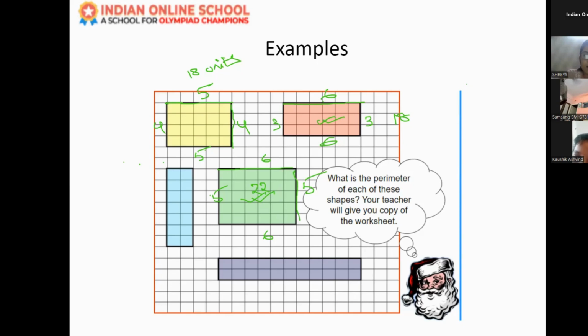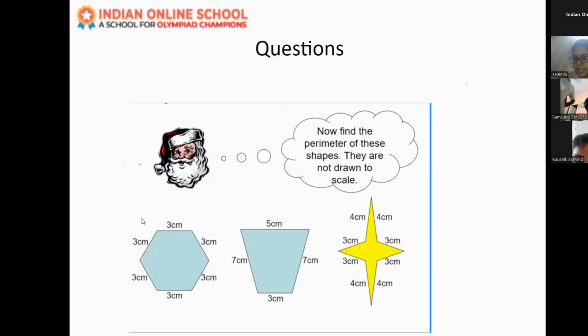So this is how you calculate perimeter when you have no measurements and it's on graph paper. Okay, all of you? And what about without graph paper? Without graph paper, I'm coming to that. Without graph paper, it's even easier. Why say? Because the measurements are provided in that case. You don't have to calculate the measurements.